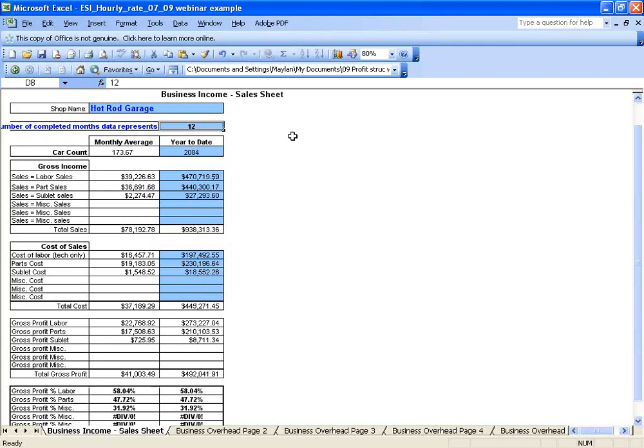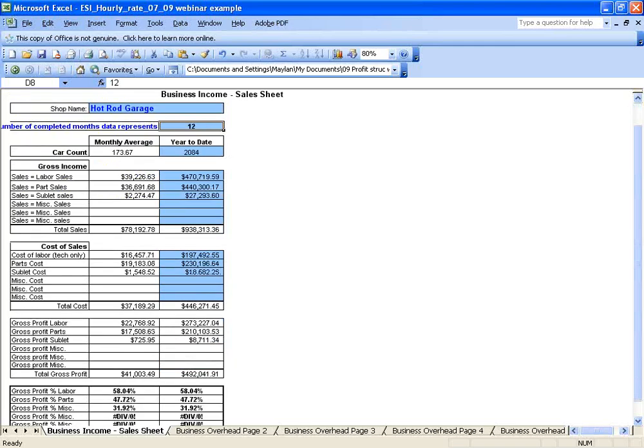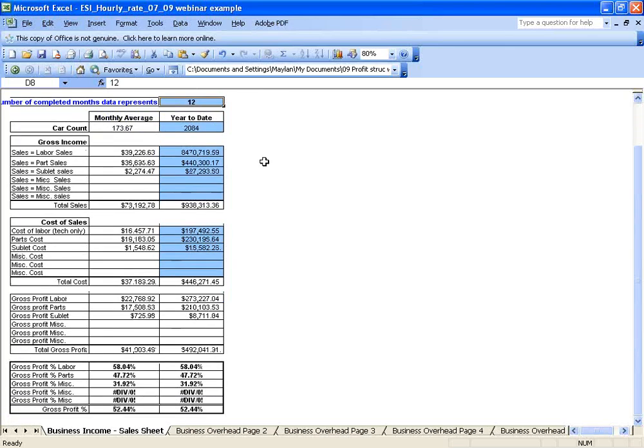How many months are we representing? Now, this is an actual shop's numbers, so it's a 12-month. This is their 2008 numbers. How many cars did we work on for this entire year? Now, if you're working off a 6-month P&L, simply input 6 in here. All the blue cells are data input. You can change everything that goes into the blue cells. So if you have a 6-month P&L, you put it there. If you have a 1-month P&L, just put 1 month in there. How many cars for that same time frame or period of time?